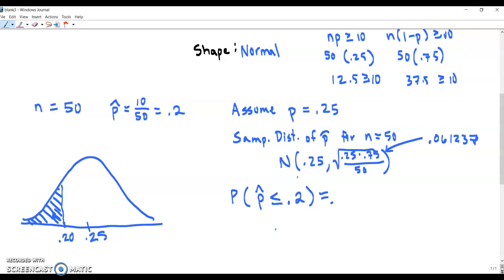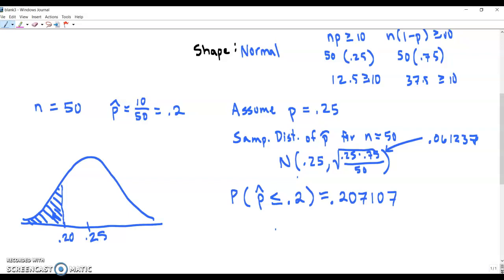All right, so I graph that, and I see a picture that's shaded just the way I shade my normal curve, and I get a probability of 0.20710. So that's telling me that there is a 20.7% chance of getting a sample proportion as small or smaller than the one that I got. So that seems kind of likely. I wouldn't be concerned. I wouldn't doubt the original assumption that p equals 0.25 if I got a sample as small as 10 out of 50.